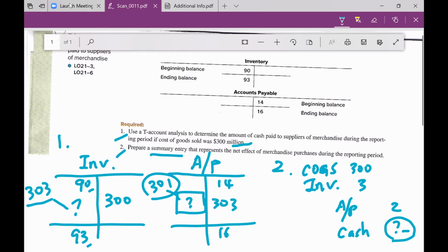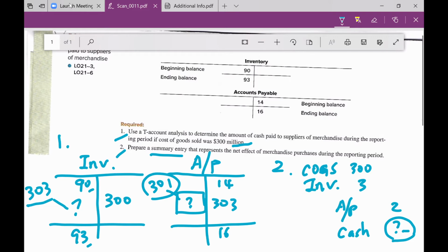Any questions? Yes, go ahead. For the inventory and accounts payable, the 3 and 2 are the differences, like 303 versus 300 for the inventory, that's the 3.